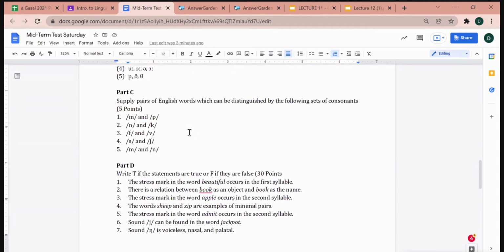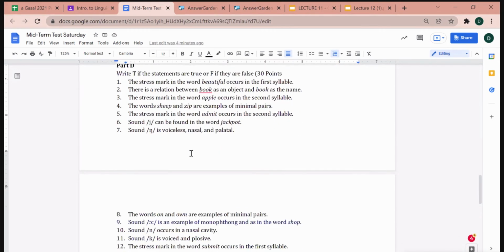Part C. Nah, ini supply pairs of English words which can be distinguished by the following set of consonants. Let's say number 1, we could say man and pan. Fan, van. Something like that. Yang bisa dicari sendiri nanti.